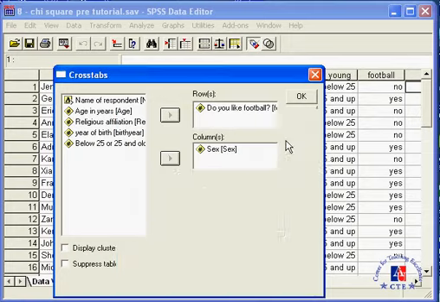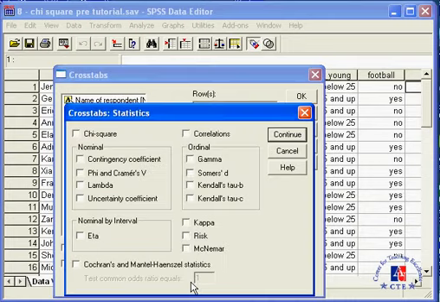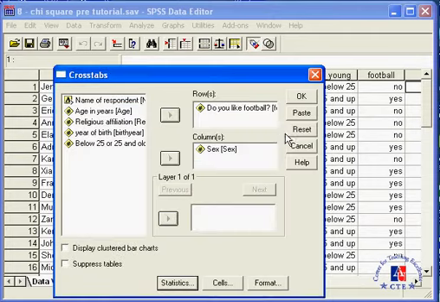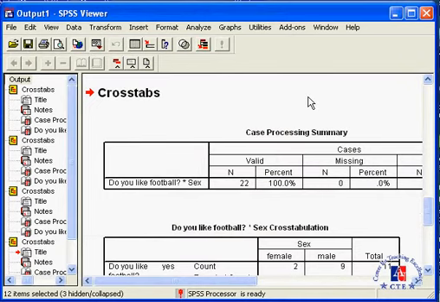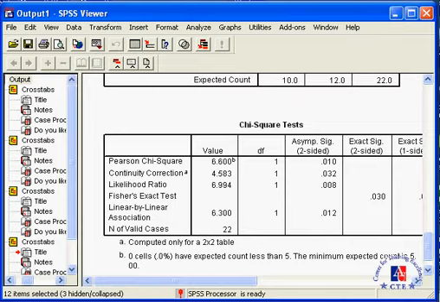Now let's go back out by clicking Continue and then go into the Statistics box. And here you select chi-square. Click Continue. And then OK. The table containing both the observed and the expected count is here. The table containing the chi-square statistic is below.